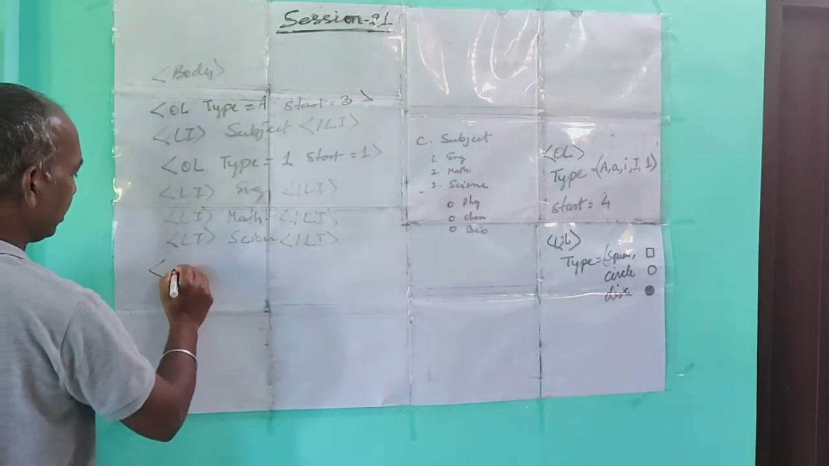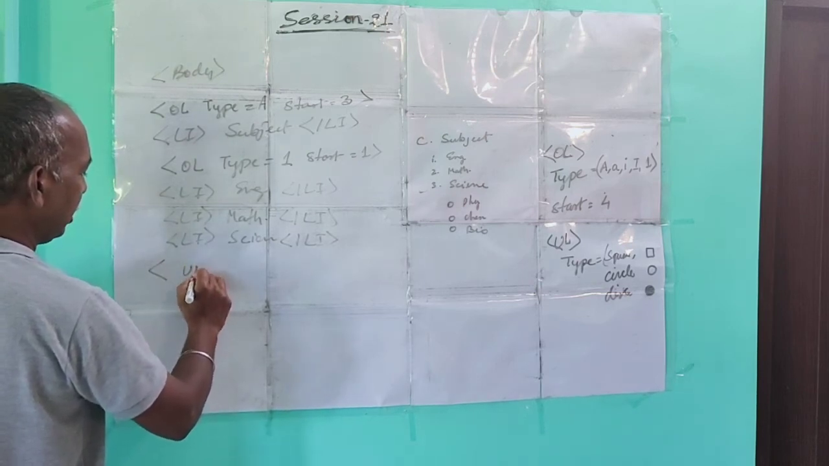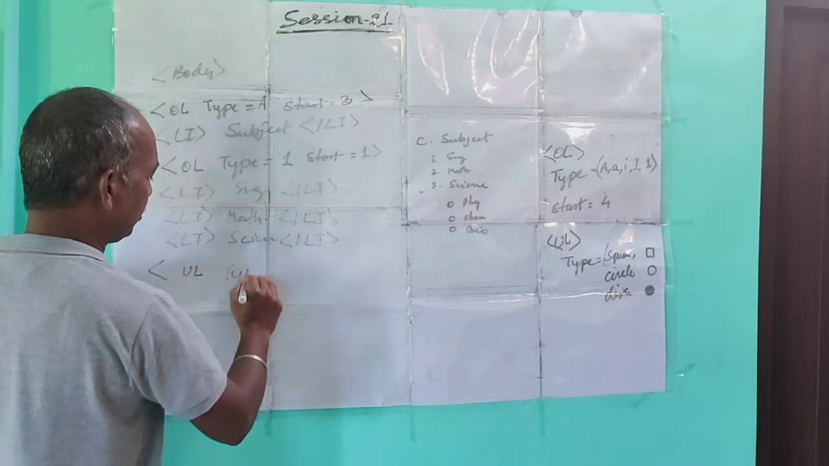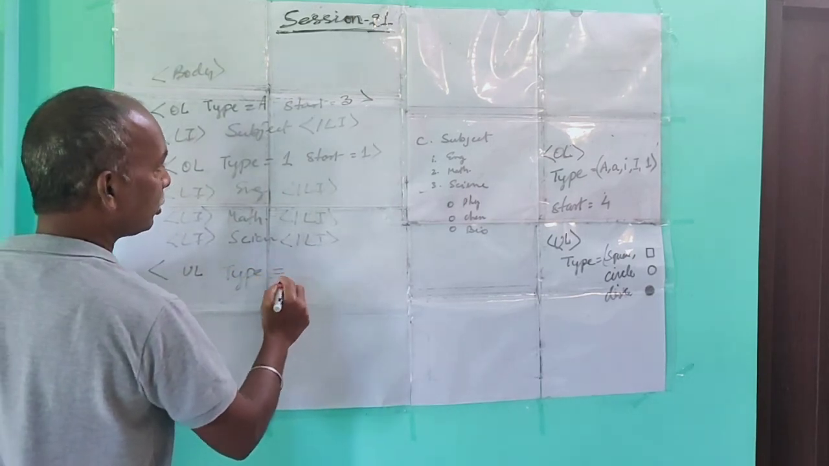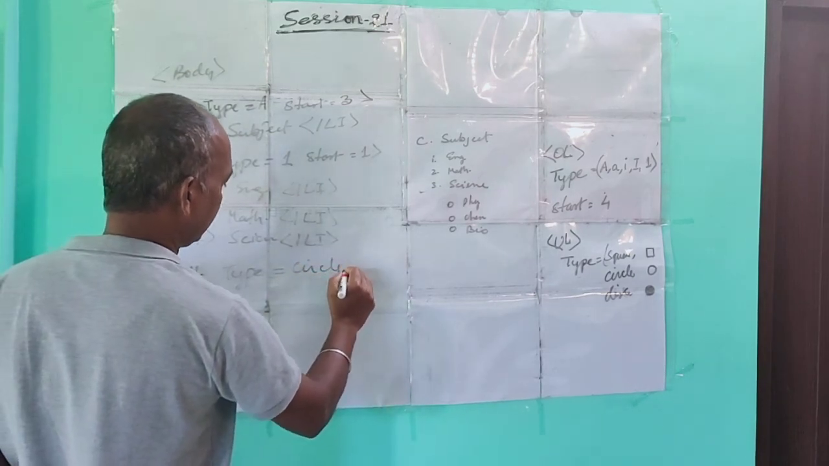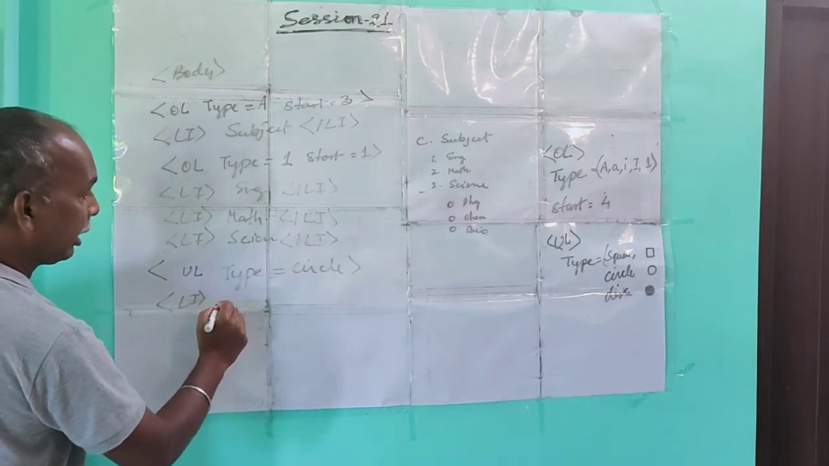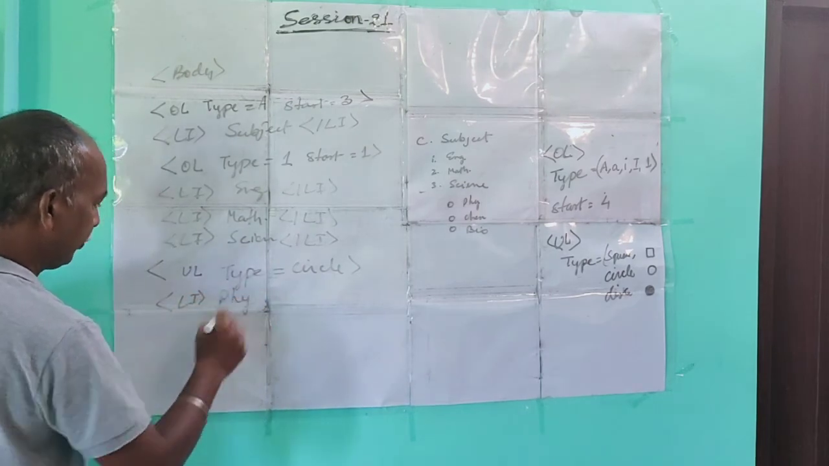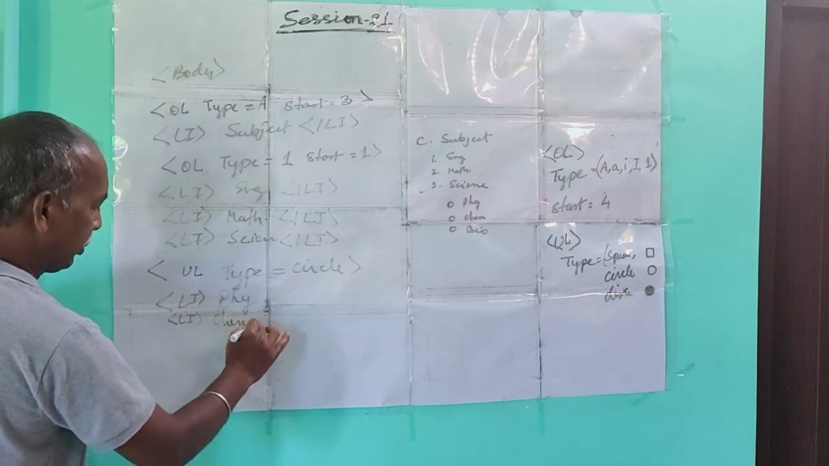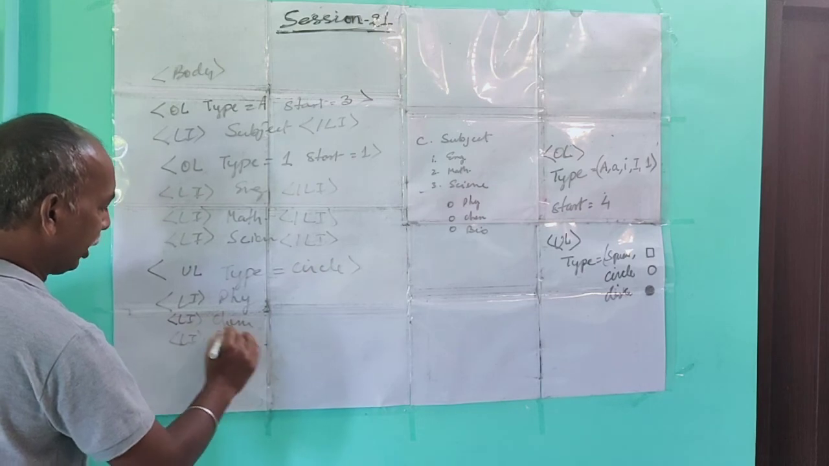So right here UL type equals to circle. List item li physics, li chemistry, li bio.